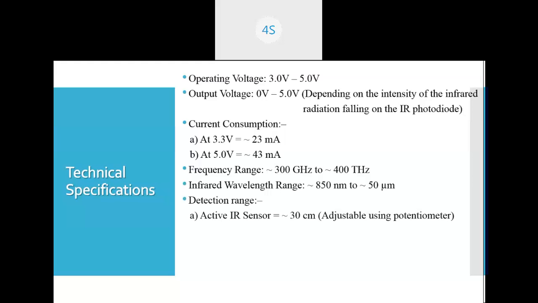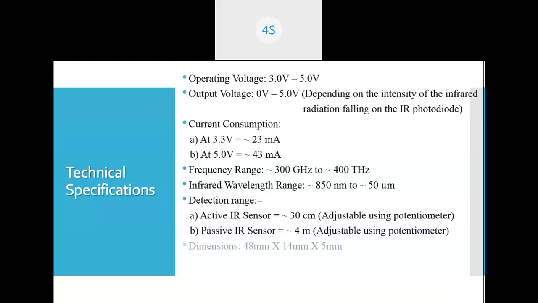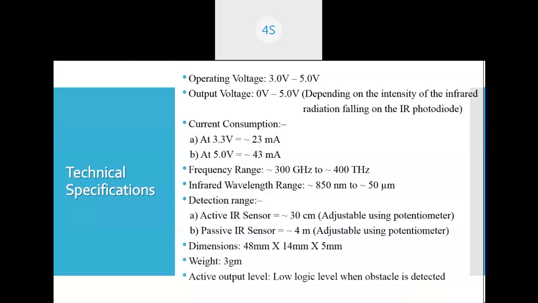Its detection range for the active IR sensor is approximately 30 centimeter, which is adjustable using the potentiometer. And for the passive IR sensor, it is approximately 40 meters. The dimensions are mainly 48 millimeter by 14 millimeter by 5 millimeter. Its weight is 3 gram and its active output level is always low when an obstacle is detected.